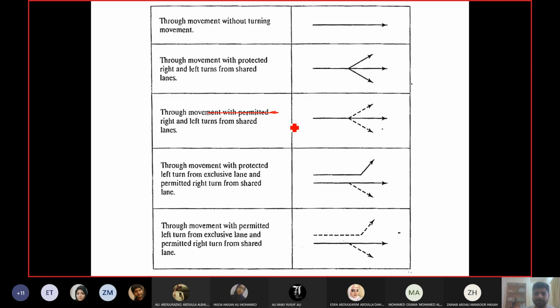So usually right turning for us is permitted. Even in all these pictures, right turning is usually permitted.